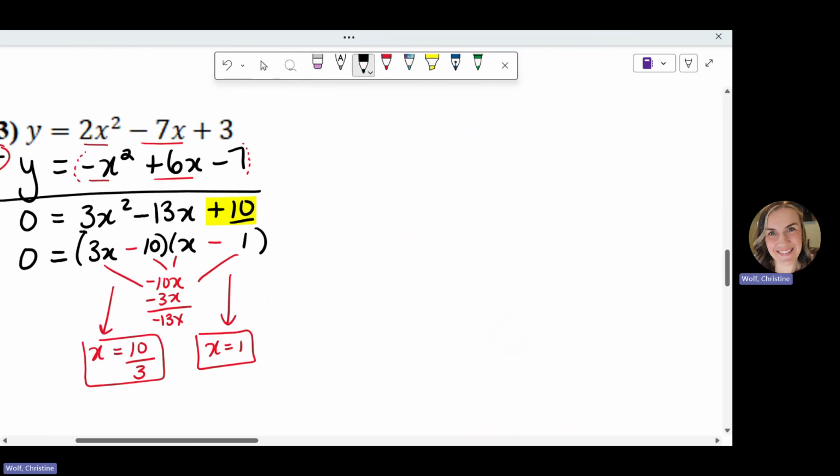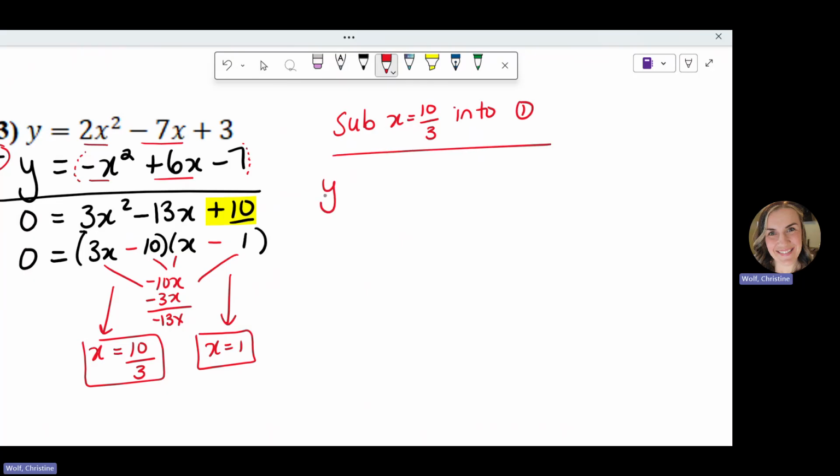Alrighty, next step is to take your first answer you just got, 10 over 3. Don't you dare change that to a decimal. That decimal is 3.333333. You don't get to use that. You have to use the exact value. So 10 over 3, we're going to sub that into whichever one looks easier. I would say both those equations look pretty much the same. I'm going to plug it into number 1.